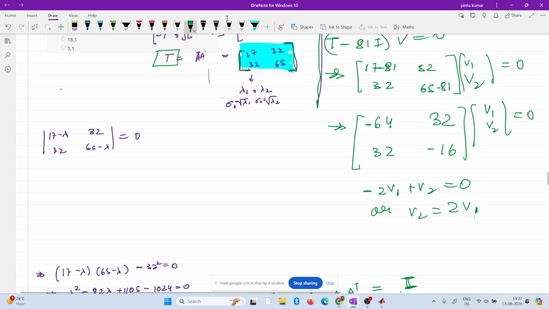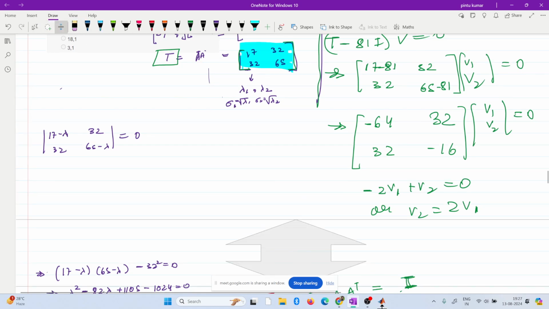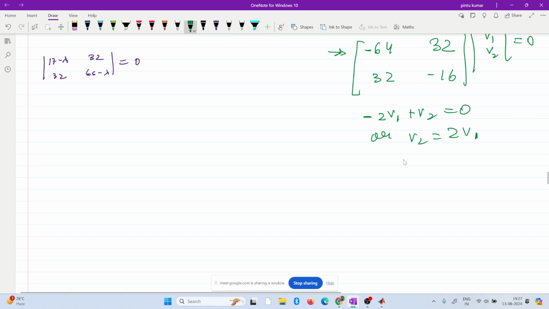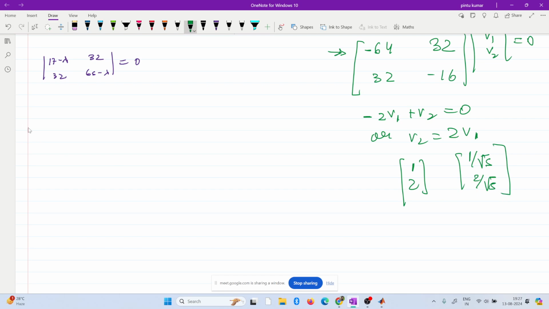As I said, U and V are orthogonal matrices. Now you need to normalize the eigenvectors that you get. The eigenvector that you can obtain from here is something like 1, 2, and then you need to normalize it to obtain 1 by root 5 and 2 by root 5, right? So your V matrix would look something like 1 by root 5 and 2 by root 5.